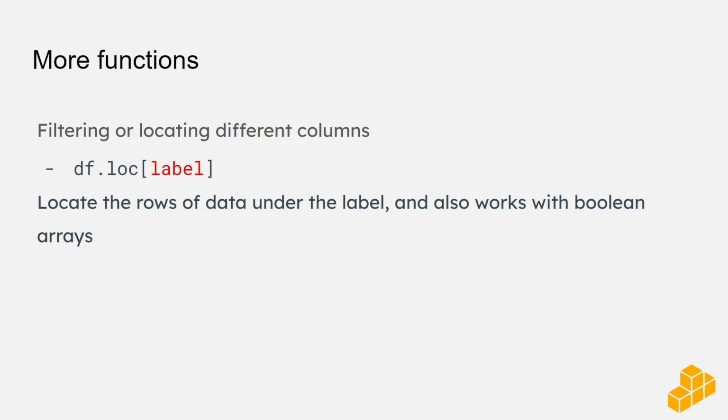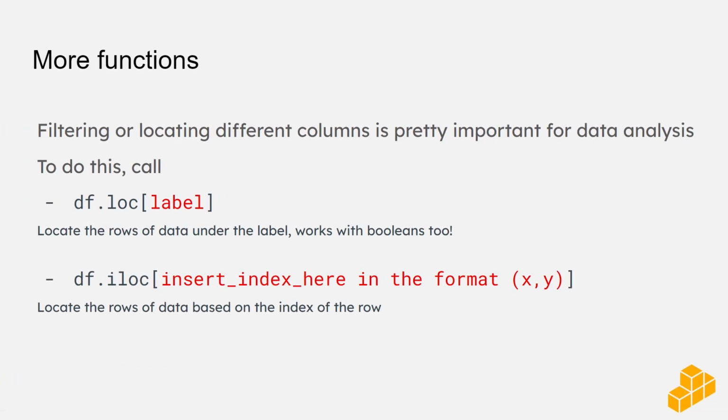df.loc, and then you bracket, put in the label. What loc basically stands for is locate. So df.locate this label, this column. If that column is located, it will return true, which will then output that column. So this is used to locate the rows of data under that specific label, and it also works with Boolean arrays.